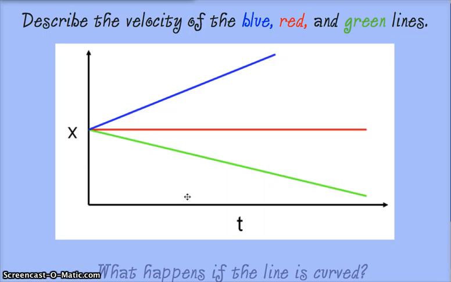These are 3 very simple lines, but what happens if the line is curved? Well, a curved line doesn't have a constant slope, which means it doesn't have a constant velocity. That would mean our object is either speeding up or slowing down.